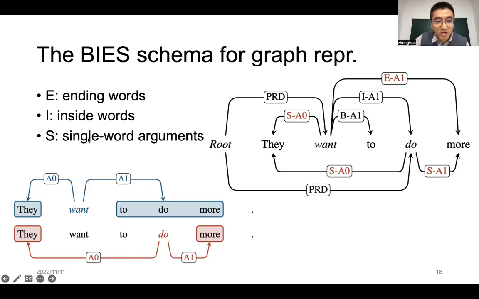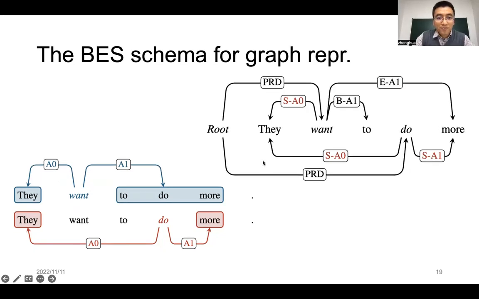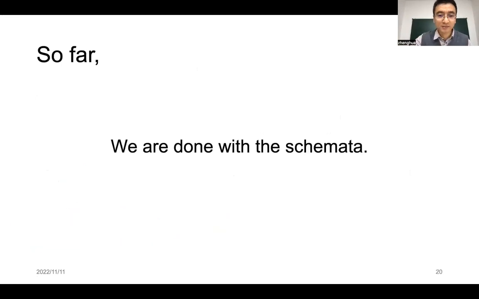This one distinguishes single-word arguments. You can see Z is a single-word argument of want, so it's I single word. It also distinguishes the ending word and I, so it's the schema with the largest number of labels. Of course, you can design more complex ones. We also give a new schema called BES. We don't build IDs for the inside words. Actually, there is also a story here, which I will give you later. Okay, so far we are done with schemata.